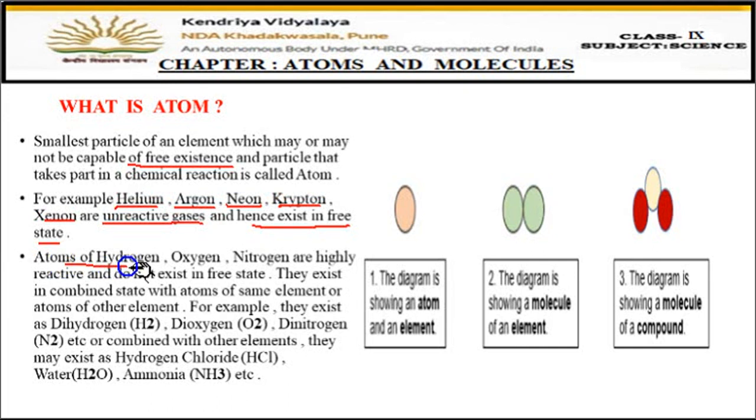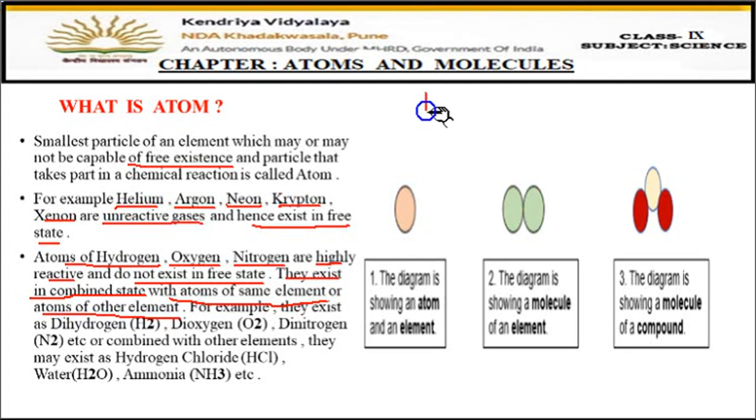Now see, atoms of hydrogen, oxygen, nitrogen, they are highly reactive. Okay, highly reactive means they immediately react with the other elements, and this is the reason that they do not exist in free state. That means they are not found alone, because they are very reactive, they immediately combine with the other elements. Fine, so they do not exist in the free state. So they are always found in the combined state with the atoms of the same element or with the atoms of the other element, right?